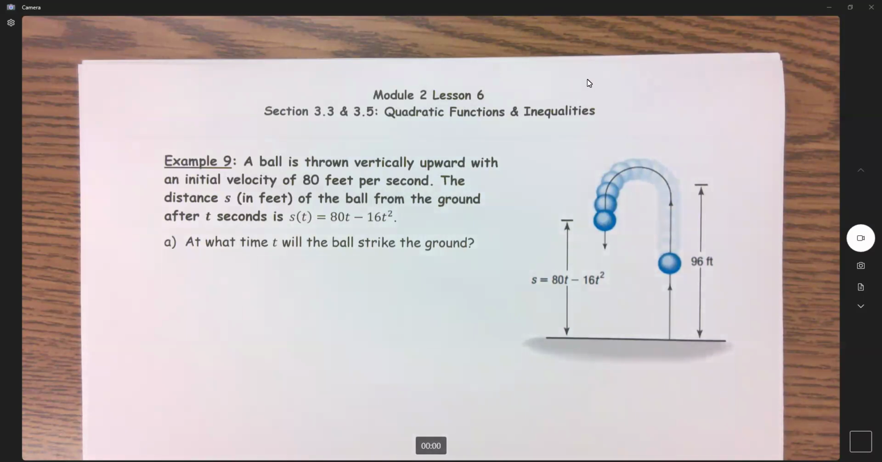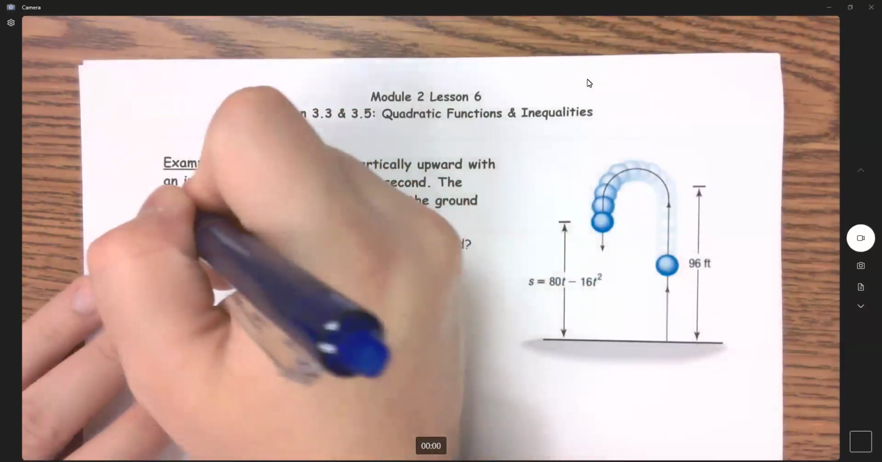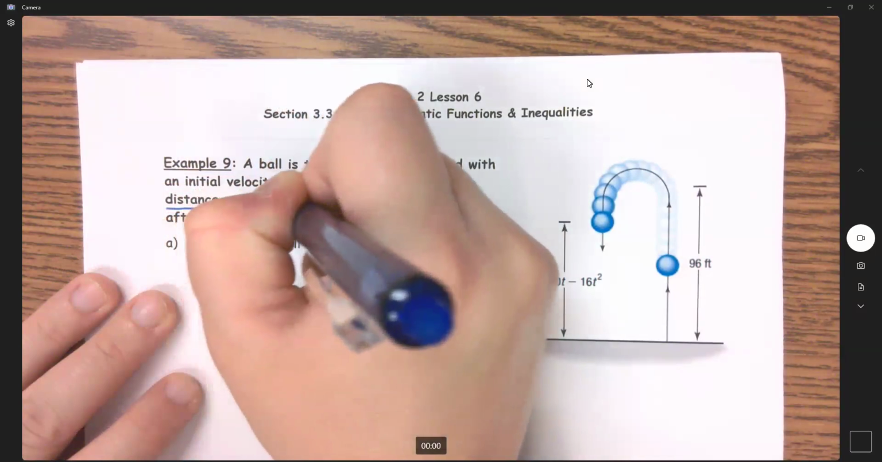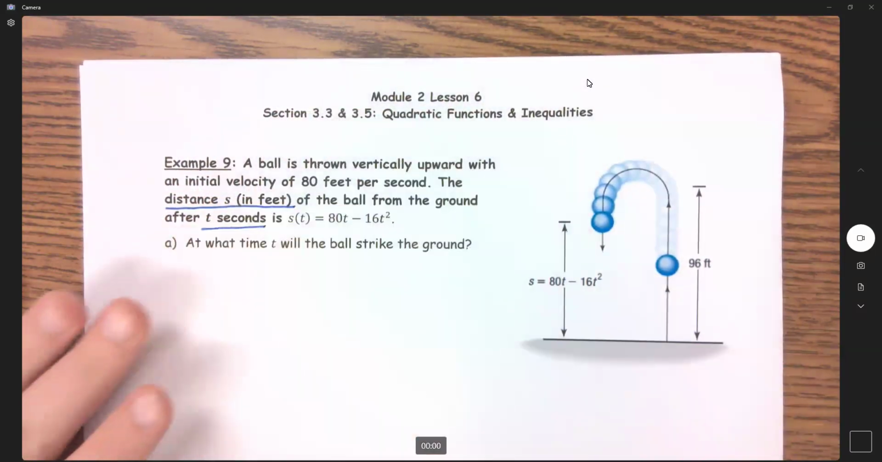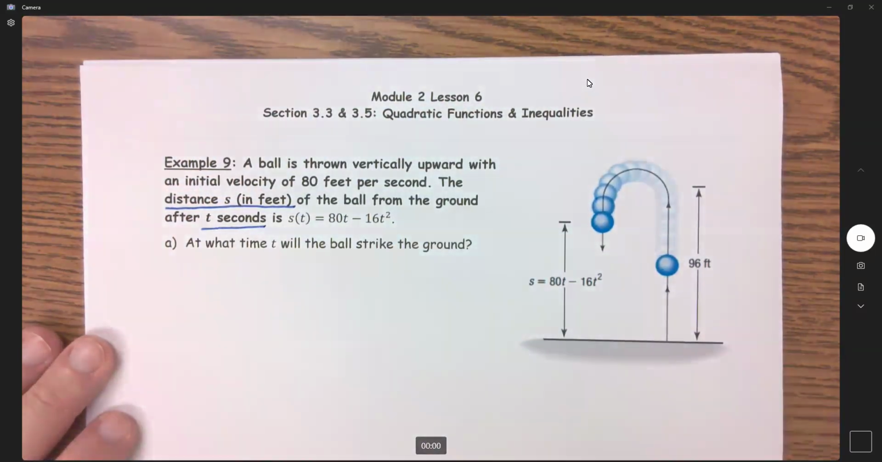So example 9, and you're going to see this in your homework, by the way. Example 9 says a ball is thrown vertically upward with an initial velocity of 80 feet per second. The distance s in feet of the ball from the ground after t seconds is s of t equals 80t minus 16t squared. So my distance represents my s in feet, and we have t seconds, and here's my equation.